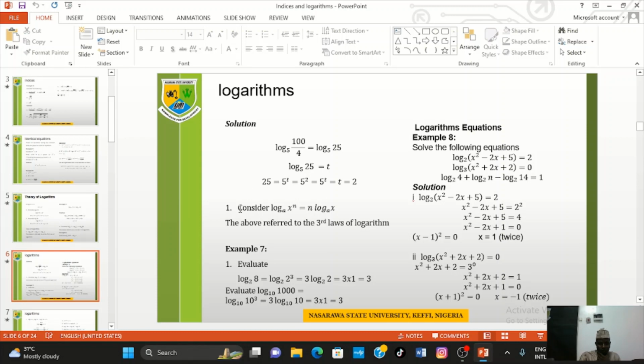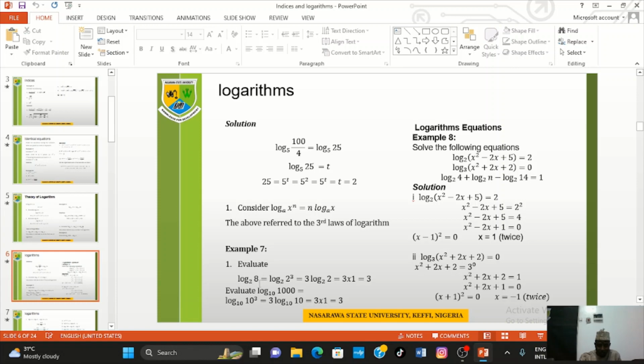Now we also have another law, consider it to be this. Log x raised to the power of n to base a can be transformed to n log x to base a. So the above now refers to the third law of logarithm. Take for instance, if an example is given, you are to evaluate log 8 to base 2. So this can be transformed to log 2 to the power of 3 to base 2.